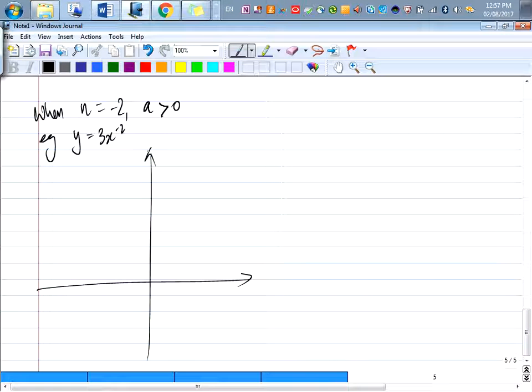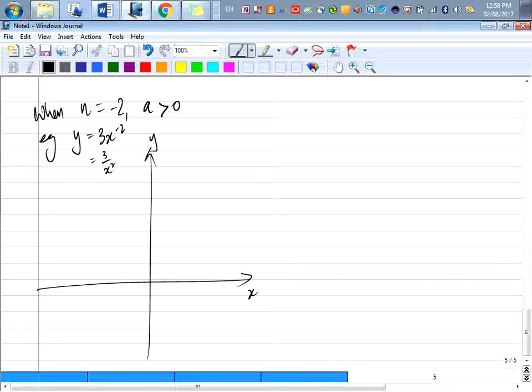3x power -2, yeah? Okay. So, can x take any number I like? No, it cannot. It cannot take 0. This is equal to 3 over x squared. It cannot be 0, because when you substitute x equals 0, my y value is undefined.